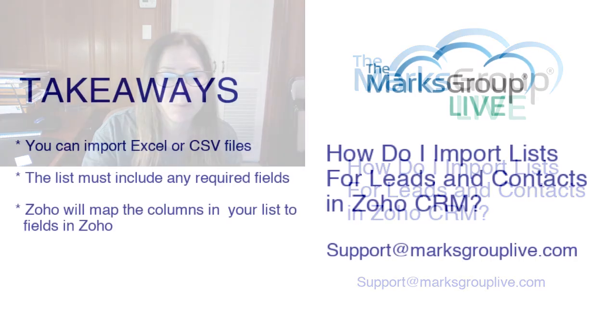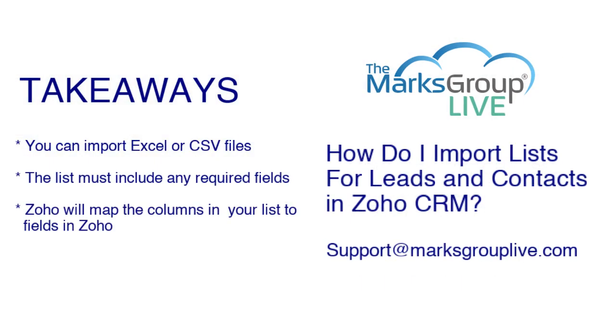Here are some of the main points we'll be discussing today. When you want to import a list, you can do it either through an Excel file or a CSV file. CSV files should be used for larger lists. The list must include any required fields for the module that you're importing into, and Zoho will map the columns in your list to the fields in Zoho.